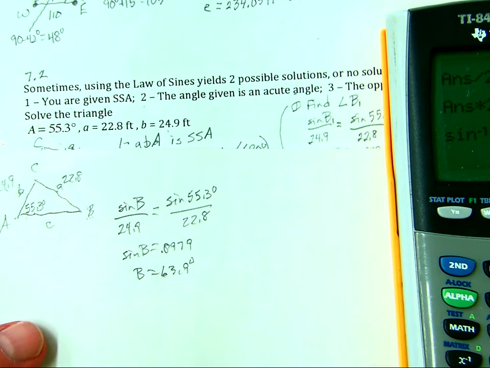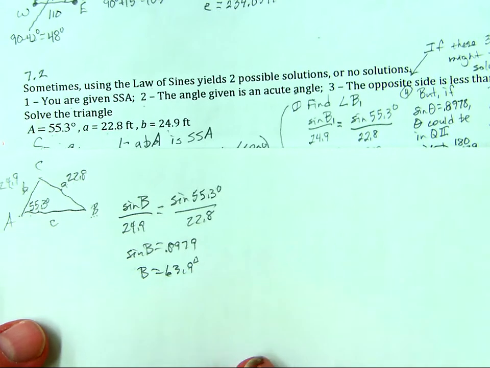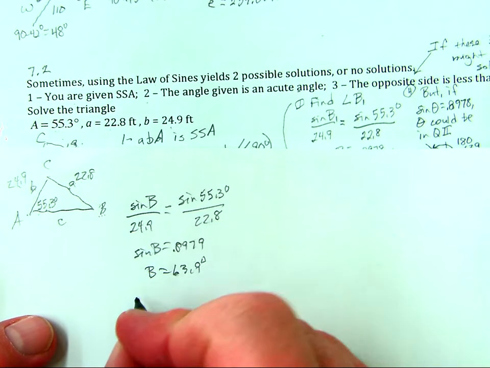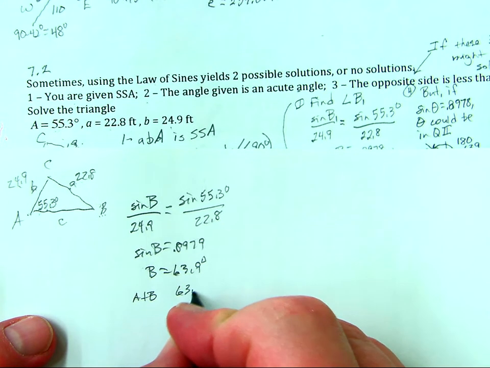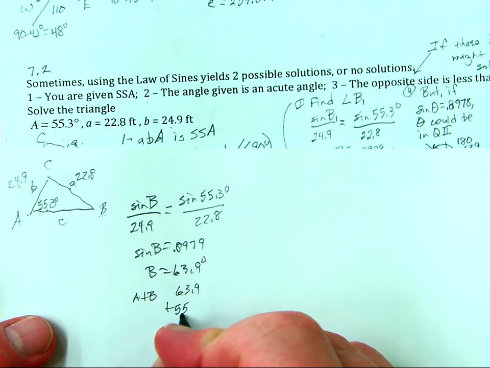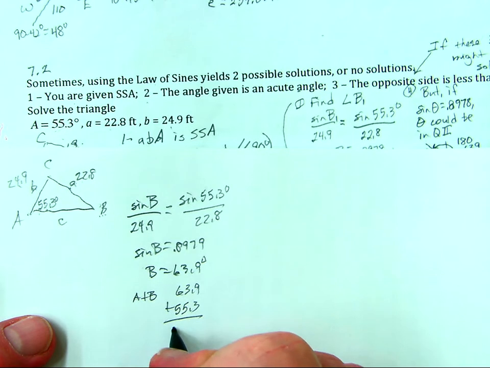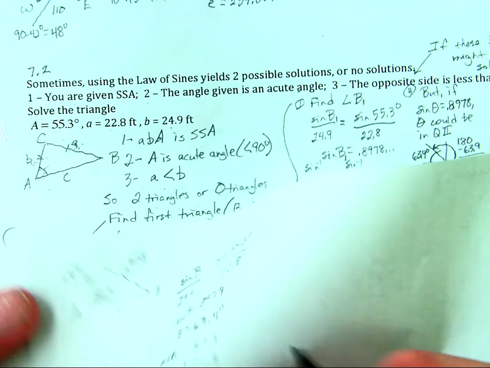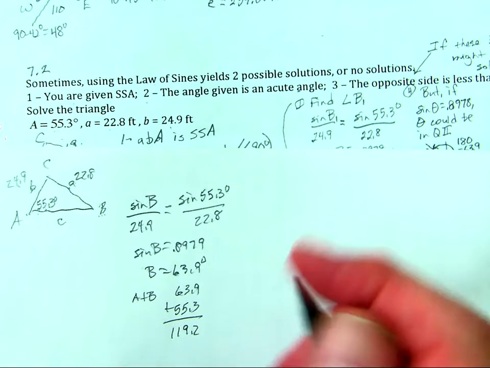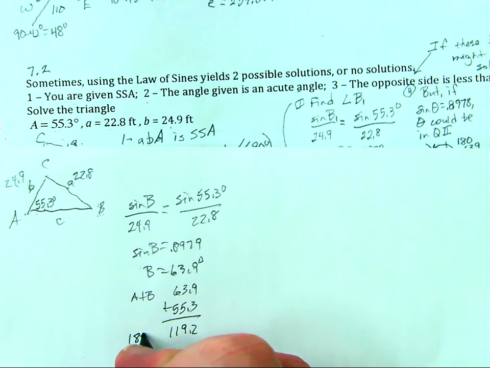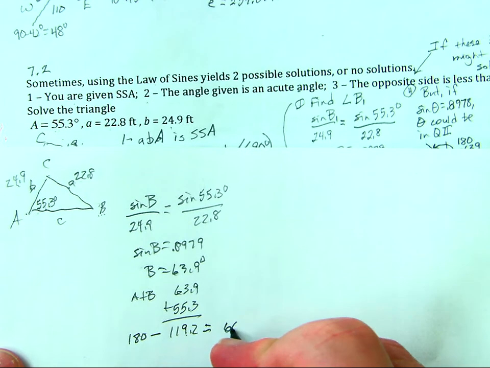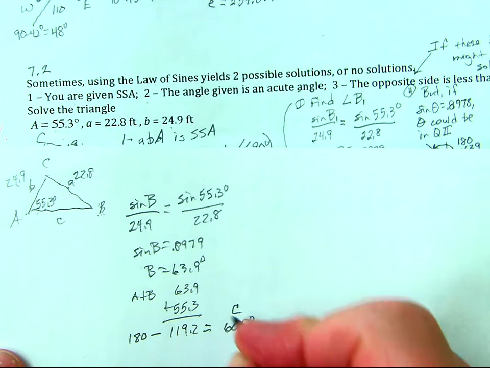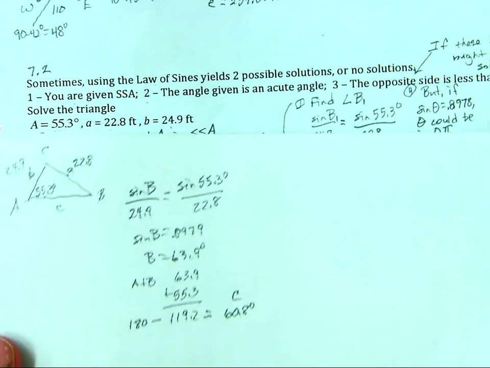Okay? So we aren't doing anything different than we've done before. Well, now we know A and B, so if we take A plus B, that'll be 63.9 plus A, which was 55.3. That gives us 119.2, I believe. Now for our third angle, we subtract that from 180. 180 minus 119.2, let's see, that's about 120, so 60.8 degrees. That's angle C. Okay? Nothing different.